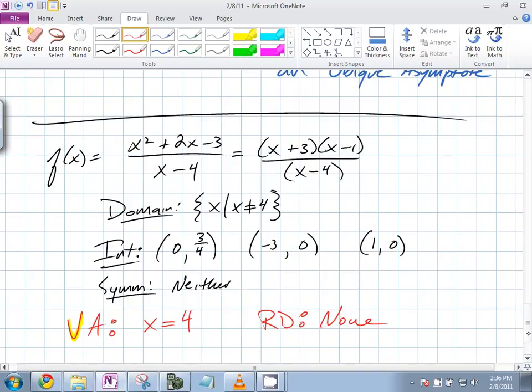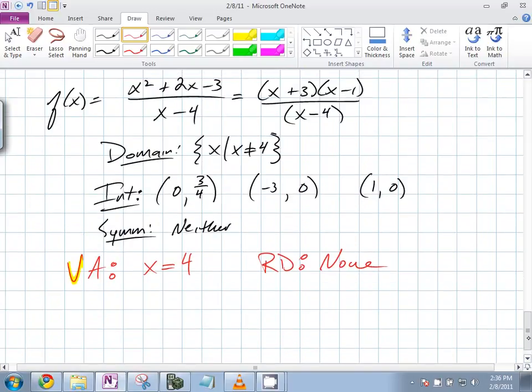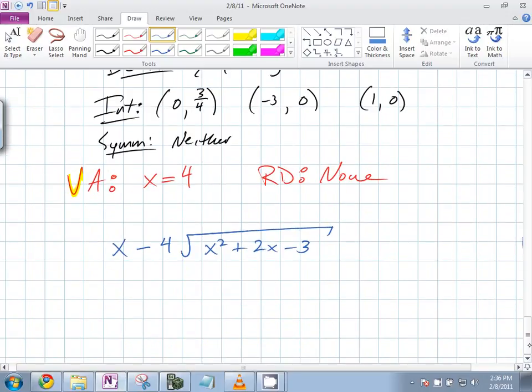Now let's go to oblique land. We need to rearrange this. How are we going to rearrange it? What's the key? Polynomial long division. And the reason we're going to do this is it's not evenly divisible. So let's divide. What are the two leading terms? X squared and x. So it's going to be x squared over x, which is x. X times x is x squared, x times negative 4 is negative 4x. When we subtract, what do we get?